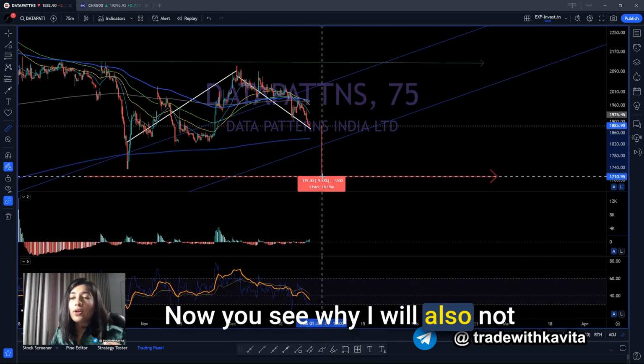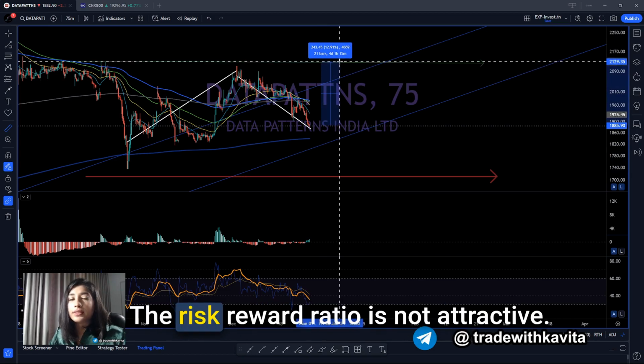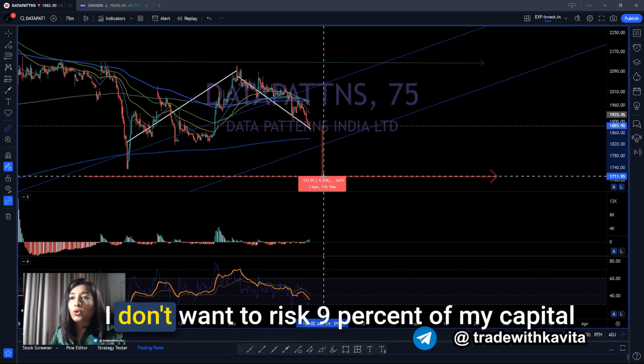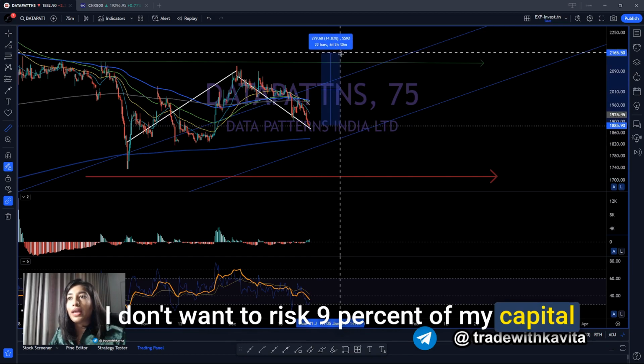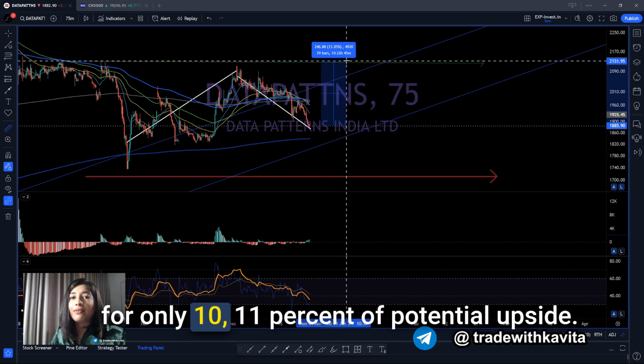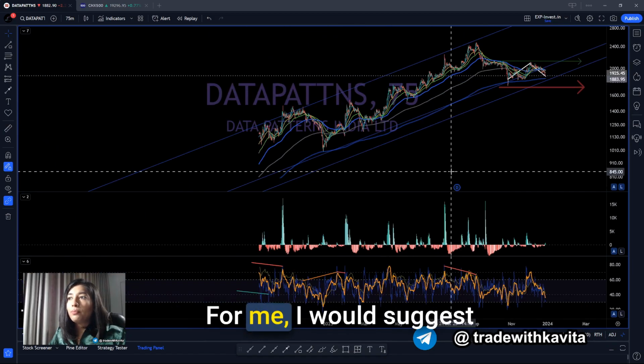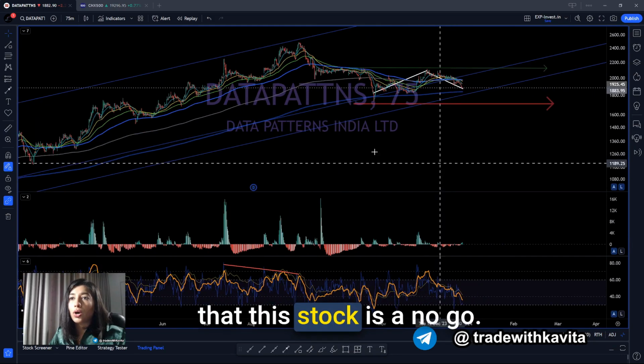Now, you see why I will also not give a recommendation here. The risk reward ratio is not attractive. I don't want to risk 9% of my capital for only 10-11% of potential upside. For me, I would suggest that this stock is a no-go.